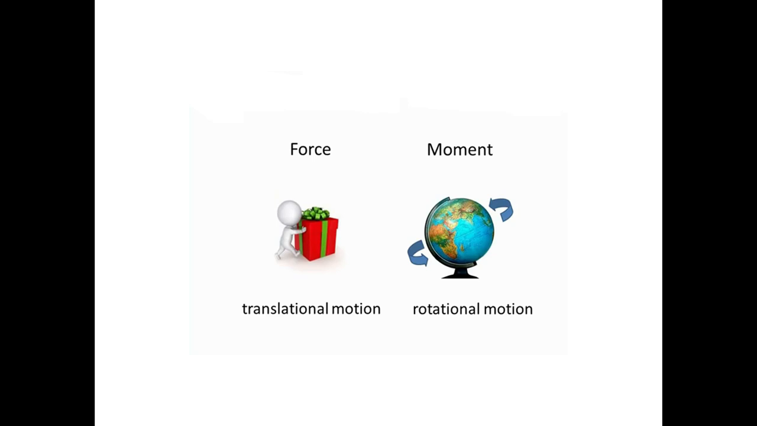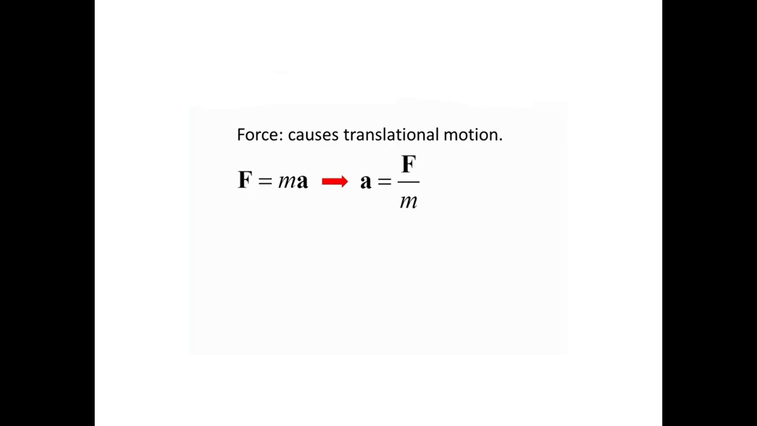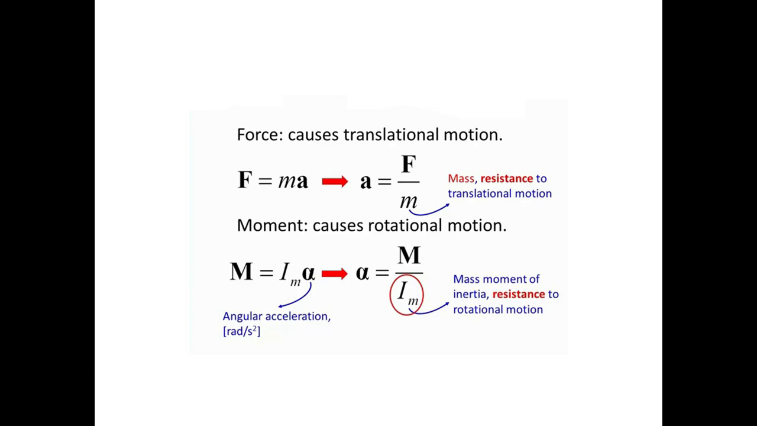According to Newton's second law, force equals mass times linear acceleration. Or it can be written this way: the acceleration a is caused by force F and is equal to F divided by the mass of the object m. As you can see here, mass is the resistance to translational motion, and that's why sometimes mass is also called inertia mass.